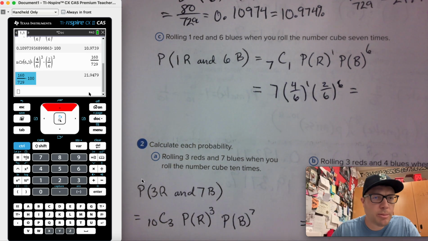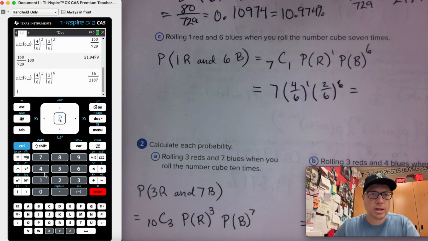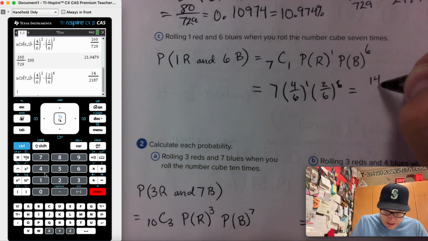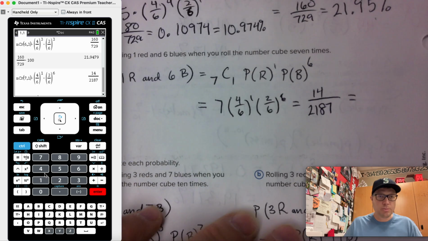And then we're going to copy paste. So I want here 7 choose 1. I want this to be the first power exponent. And then I want this to be the 6th power. Lock it in. 14 out of 2187.